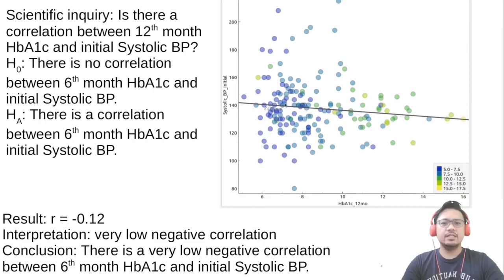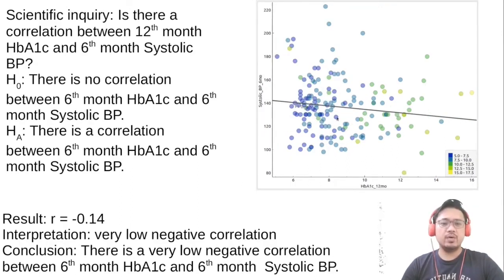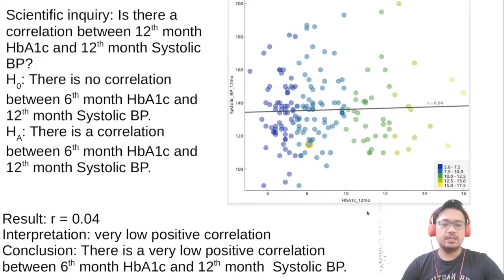The coefficient is negative 0.12. We interpret this as very low negative correlation between 12-month HbA1c and 6-month systolic blood pressure. The regression line goes downward. The Pearson coefficient is negative 0.14. This means that there is a very low negative correlation between 12-month HbA1c and 12-month systolic blood pressure.